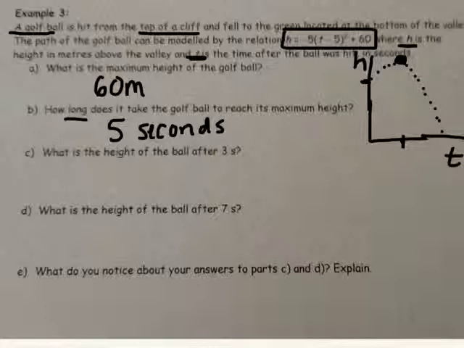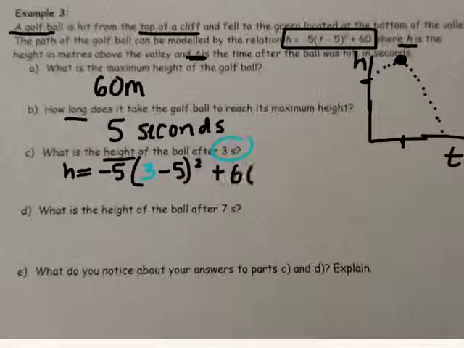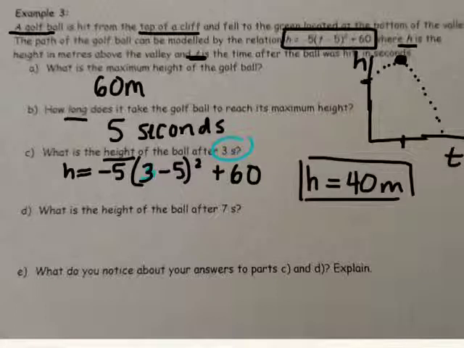Okay, now we want to know, similar to what we just did, what's the height? So we're solving for H. If it has been traveling for 3 seconds, where am I going to plug in that 3? For T, good. So using the equation H equals -5, instead of T, I'm going to write 3, minus 5, squared, plus 60. You guys solve this one on your own and tell me what the height is. Height is 40 meters. So after 3 seconds, the ball is at 40 meters.